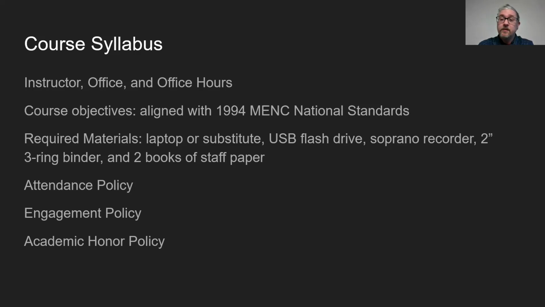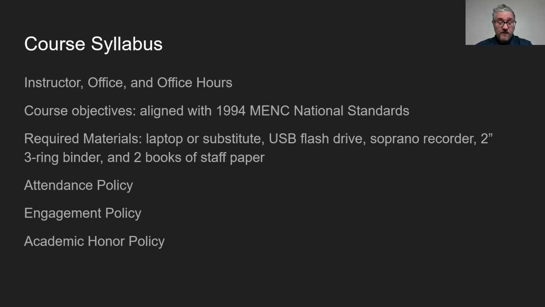So that's the engagement policy. I expect them to come to class. I expect them to do the work that I assign them outside of class. I expect them to practice while they're in class, to take advantage of that, because in many cases, especially when it comes to the mallet practice, they're not going to have access to those instruments outside of class. So I want them to be engaged when they're there.